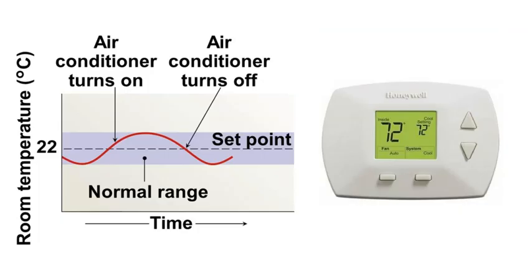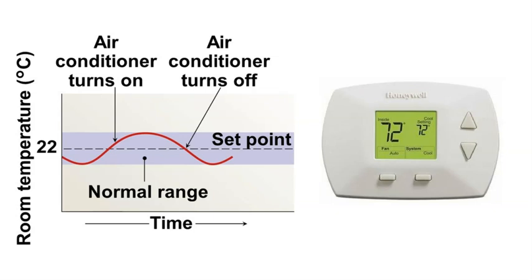Our home thermostats maintain the homeostasis of our houses or our apartments. So of course, we can set the thermostat at a desired temperature. The furnace will turn on if the temperature of our living space falls below that set temperature, or the air conditioning will turn on if the temperature of our living space rises higher than that set point.